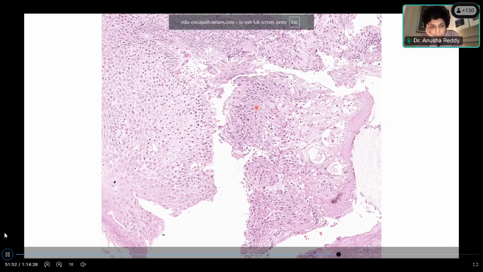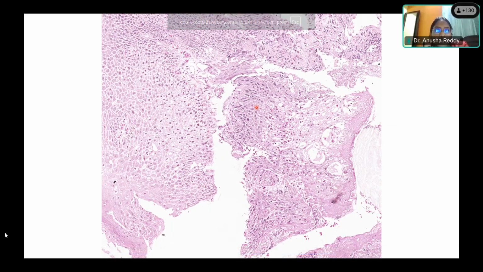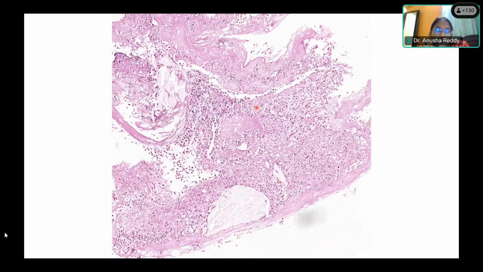Ma'am, the section shows esophageal mucosa with marked intraepithelial infiltration by eosinophils, many of which are forming eosinophilic microabscesses, and there is a prominent basal cell hyperplasia. Eosinophils are seen infiltrating the superficial layers of the epithelium and spreading in a sheet-like pattern. And the lamina propria shows a mixed inflammatory infiltrate, which is rich in eosinophils. So my diagnosis is eosinophilic esophagitis.